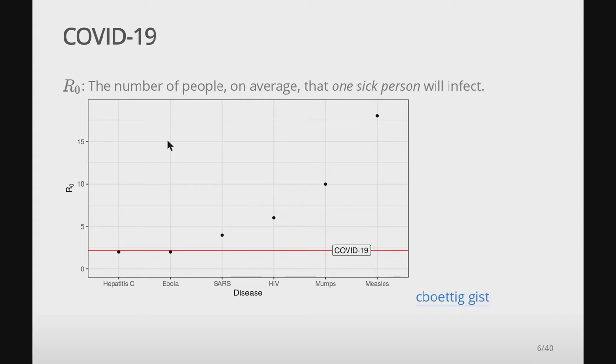So apparently not that contagious. R0 of 2.2, pretty low. Okay, so we can just accept this and move on with life.